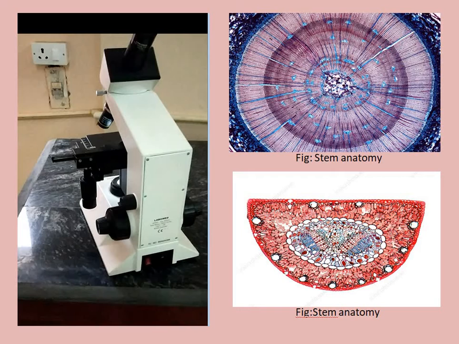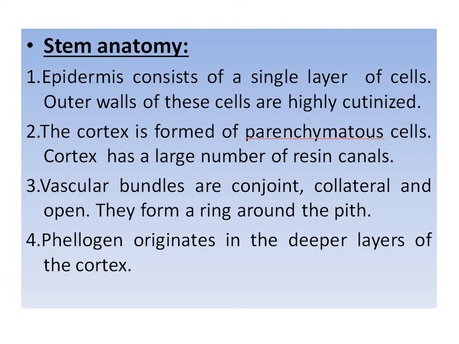The transverse section of the long shoot shows an outermost single layer of thick walled epidermis, which is heavily cutinized and followed by a multi-layered cortex. The cortex is formed of parenchymatous cells and has a large number of resin canals. Vascular bundles are conjoint, collateral, and open. They form a ring around the pith.